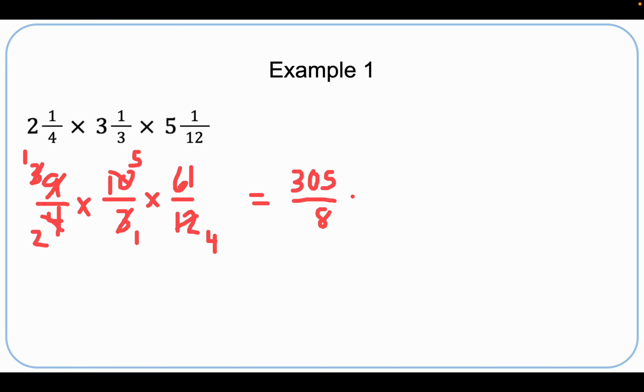So 305/8. And we don't need to convert this back into a mixed number. We can just leave it as an improper fraction. If you wanted to convert it back to a mixed number, that's totally fine. Either answer is correct. But for the sake of just keeping things simple, we can just keep it in this form.